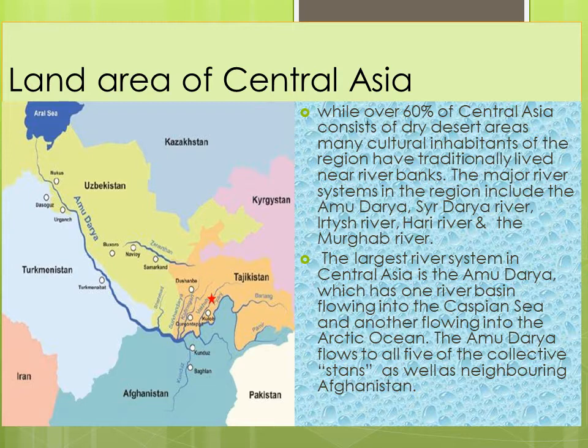You can see one over here, children. This is the Amu Darya river system, which has one river basin flowing into the Caspian Sea and the other one flowing into the Arctic Ocean. The Amu Darya flows to almost all five of the collective stans, as well as to the neighboring country of Afghanistan. So you can understand how huge this Amu Darya river is.